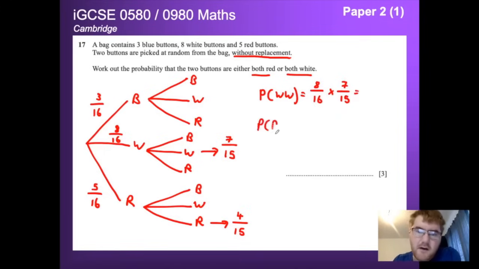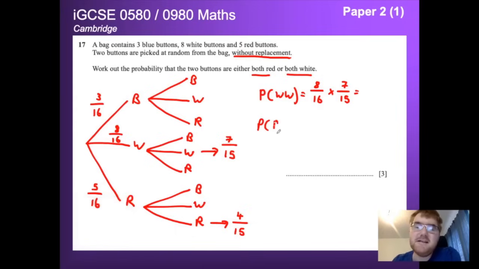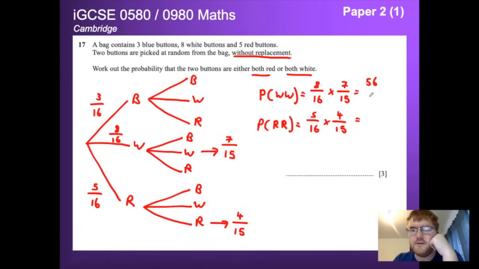We do the probability of, not blue, I really want to find out blue. It's probably because it's at the top. It's interesting psychologically. So the probability of red, red, which is what we want, is equal to 5 out of 16 times 4 out of 15, like so. So we get 56 on the top here. Now 16 times 15, I think I'll just use my quick calculator I've got here. That's going to be equal to 240.